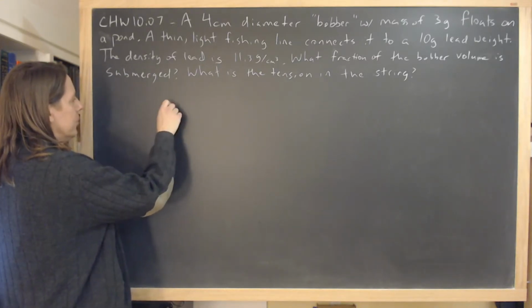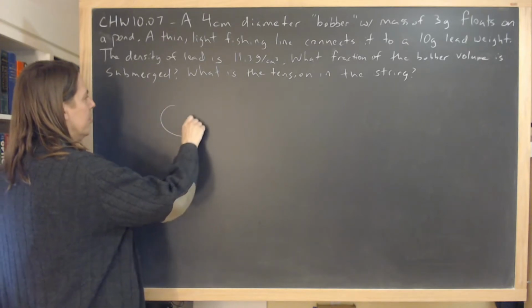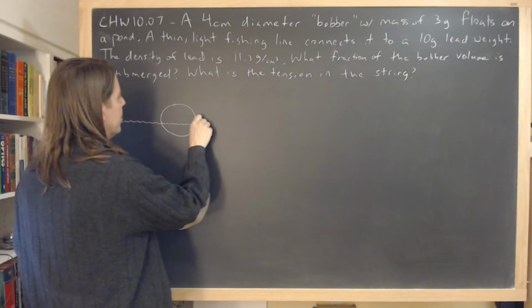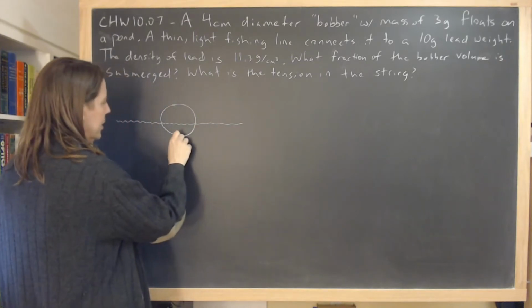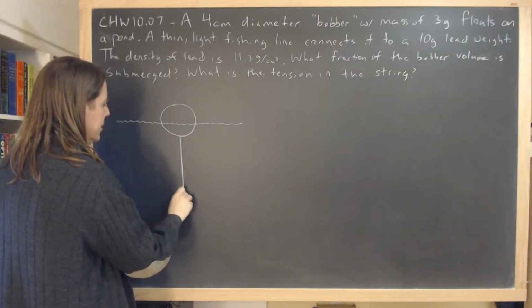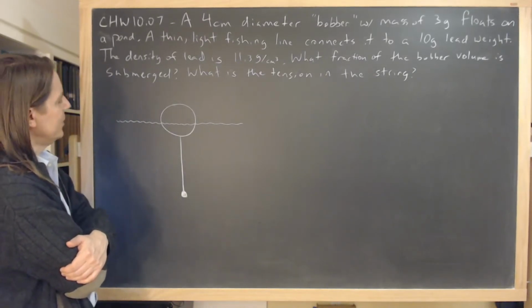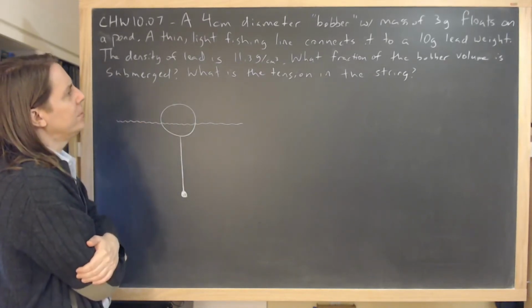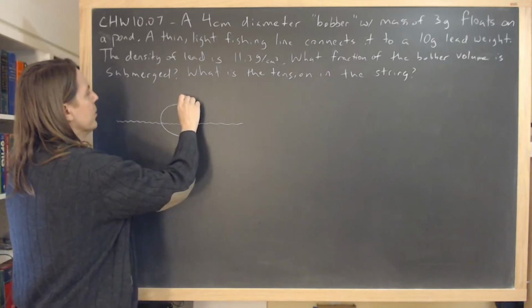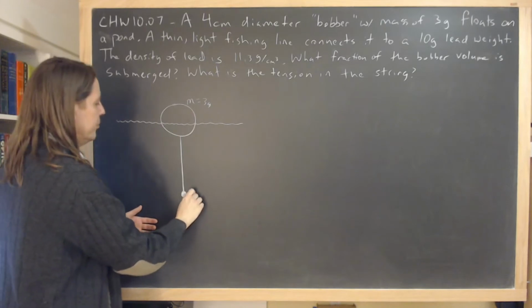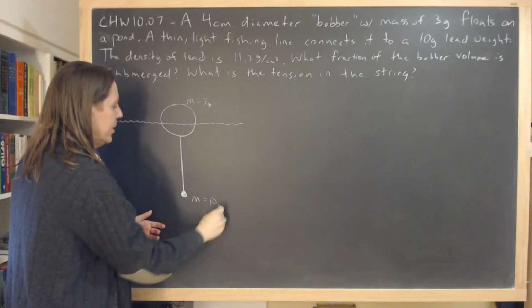So let's draw this one. Bobbers are usually spheres. Part of it will be underwater, and then there'll be a line, and then the lead weight is there. And let's see, so that's about right. 4 centimeter diameter here, 3 grams. And down here, this is bigger, and it was 10 grams.